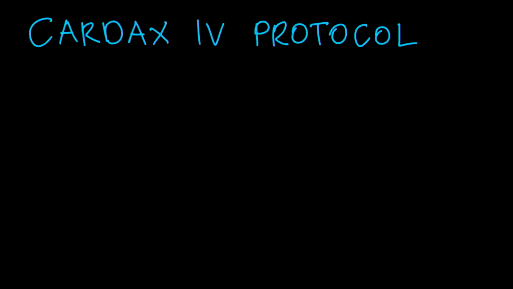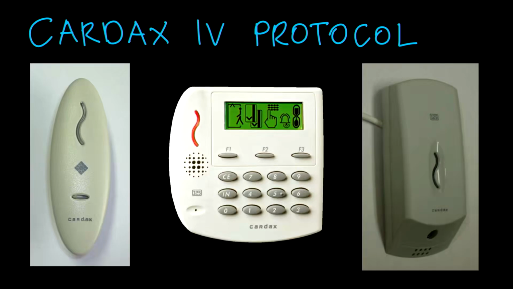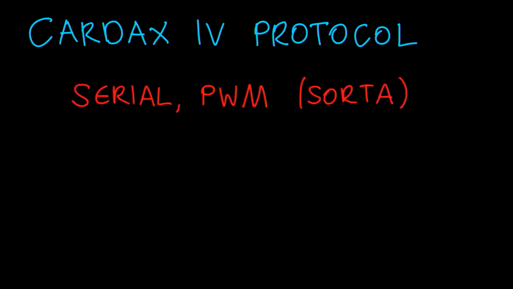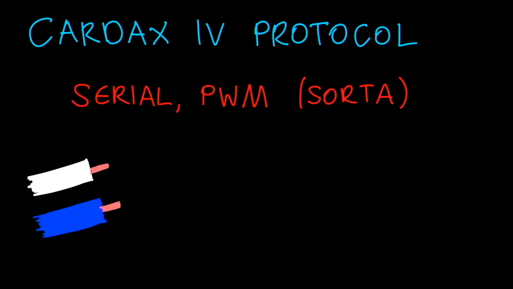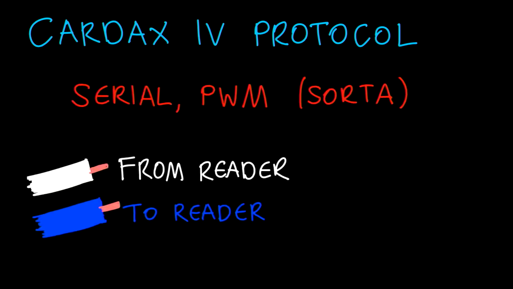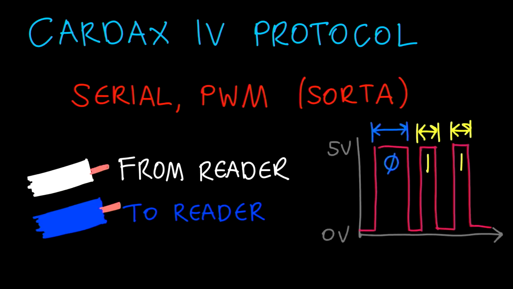Start with the Cardax IV protocol. This is used for these bad buggers, these old ones. It's serial pulse wave modulation, sort of. Very simple. There are 2 wires, one from the reader, one to the reader, and depending on the length of the pulse, it's either a 0 or 1, and it's 5 volts. It's very simple.